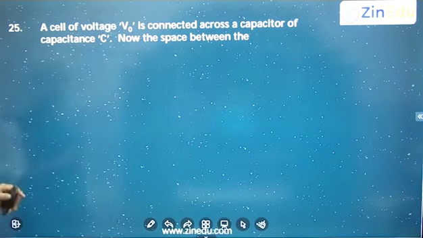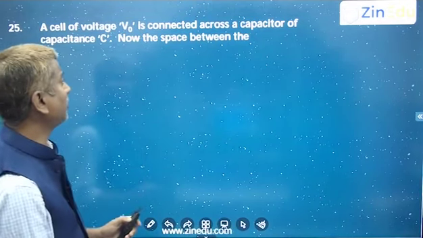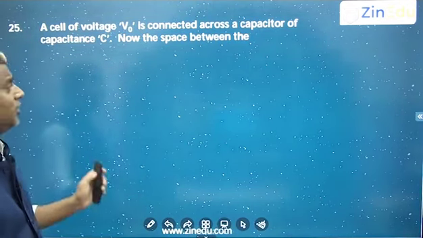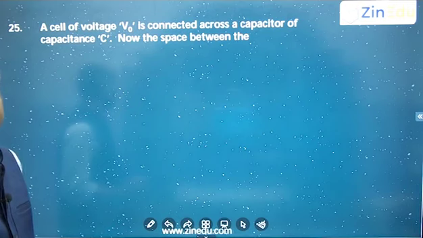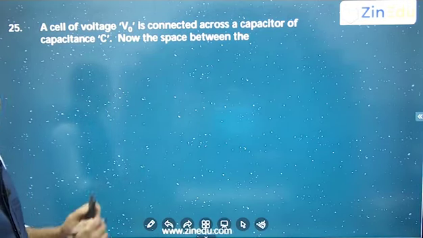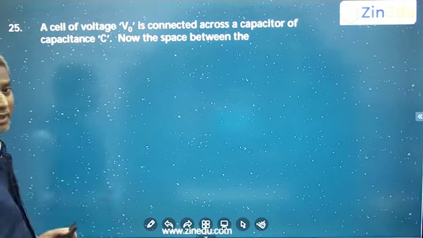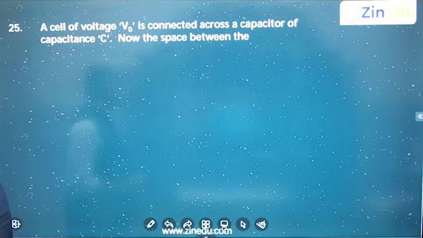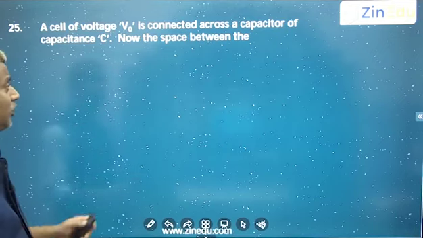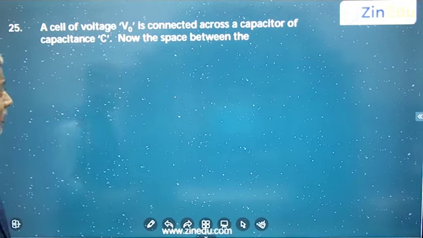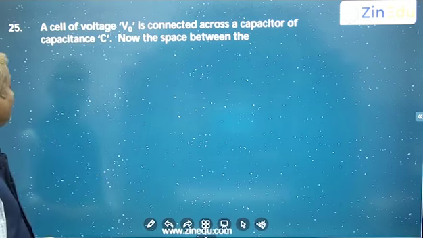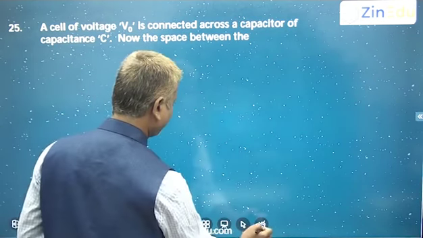So here also maybe the question was not read. A cell of voltage V0 is connected across a capacitor of capacitance C. Now the space between the capacitor is filled maybe with a dielectric, right? Then what will happen? Like that, this is a possible question, which we couldn't take from the students. So that's why we could not make this question. Next one.